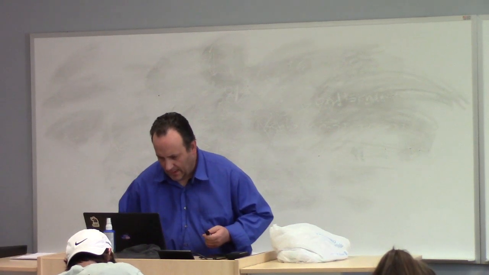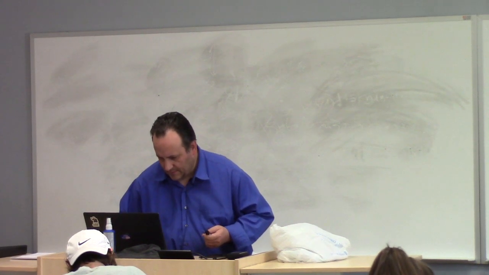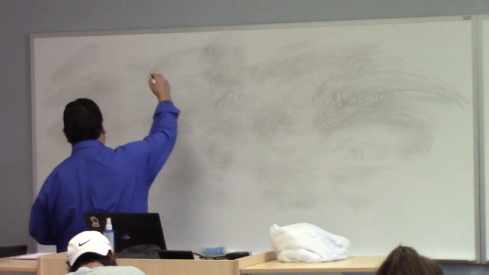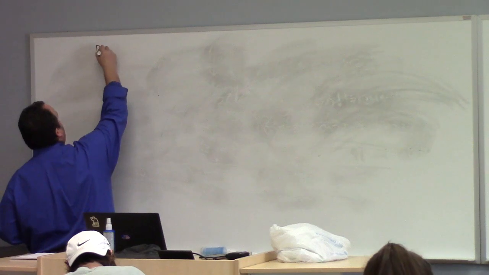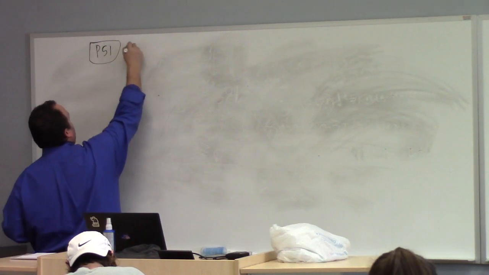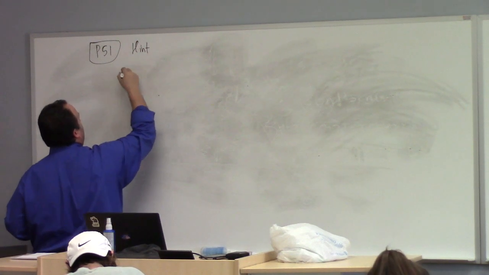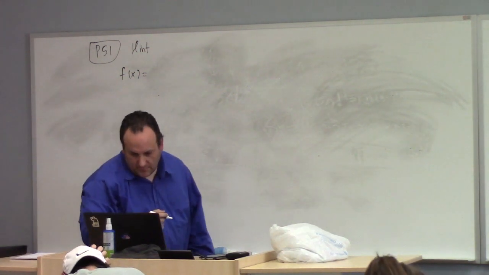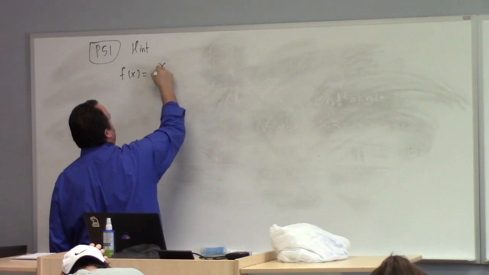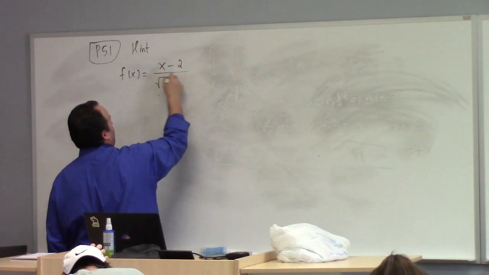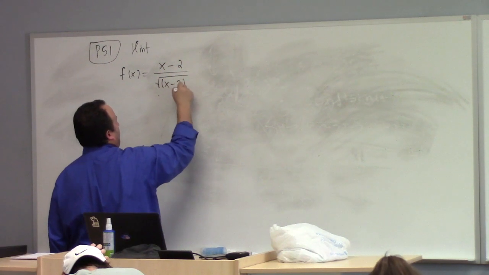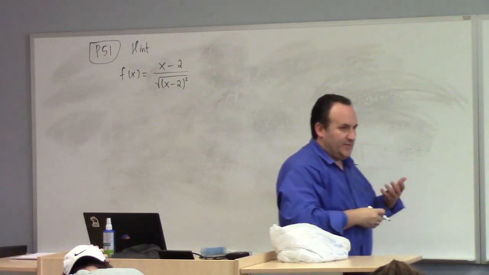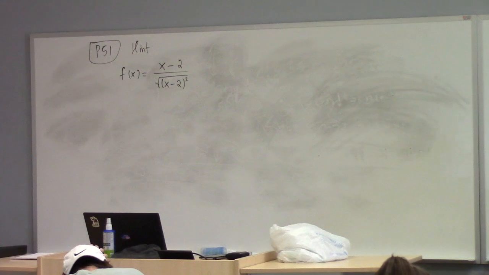All right, so you guys told me problem 41? 51. Okay, so problem 51, here's a hint. Suppose you had f of x equal to, let's say, x minus 2 over the square root of x minus 2 squared. And my instructions for problem 51 were to rewrite the formula for this as a case-wise defined function.